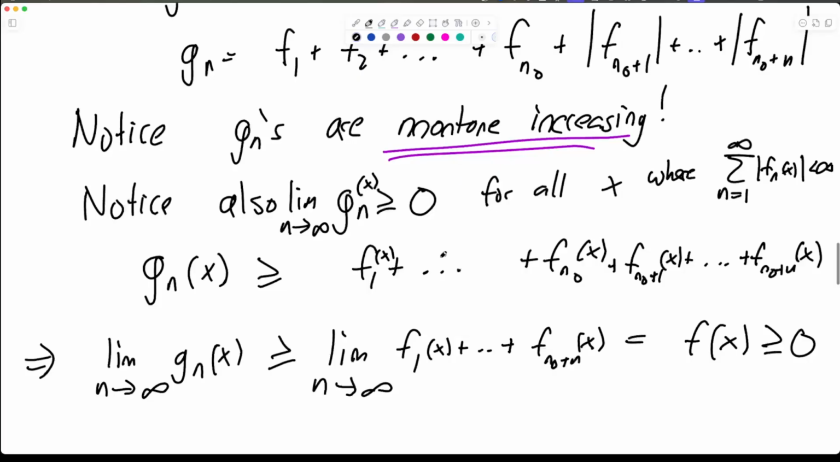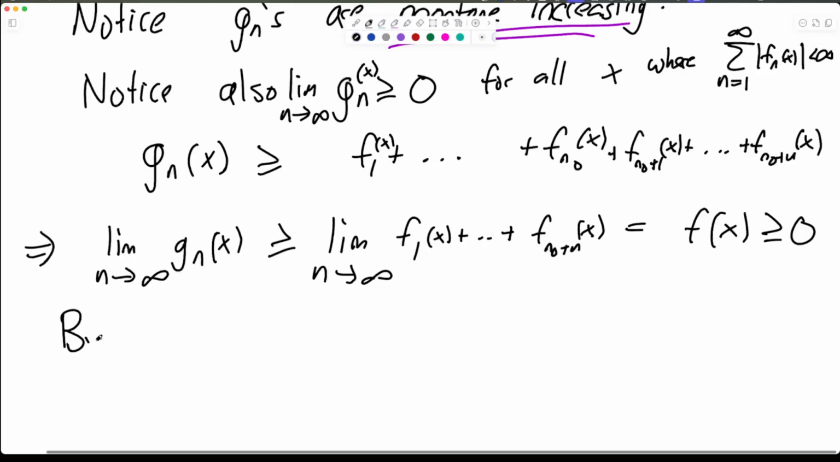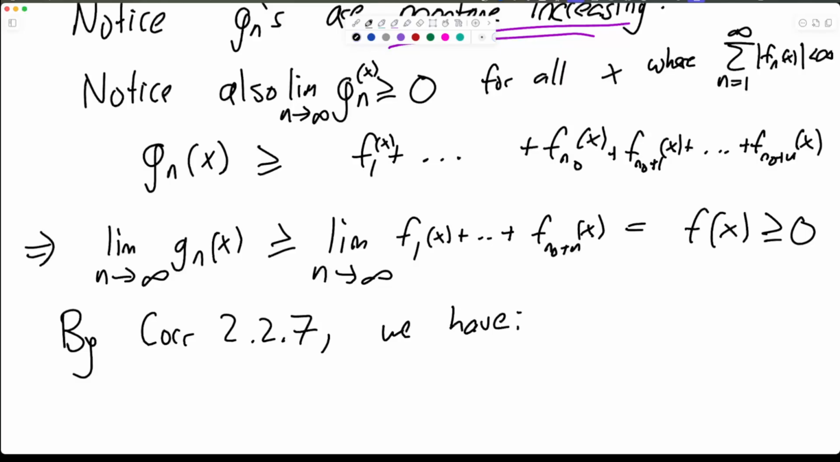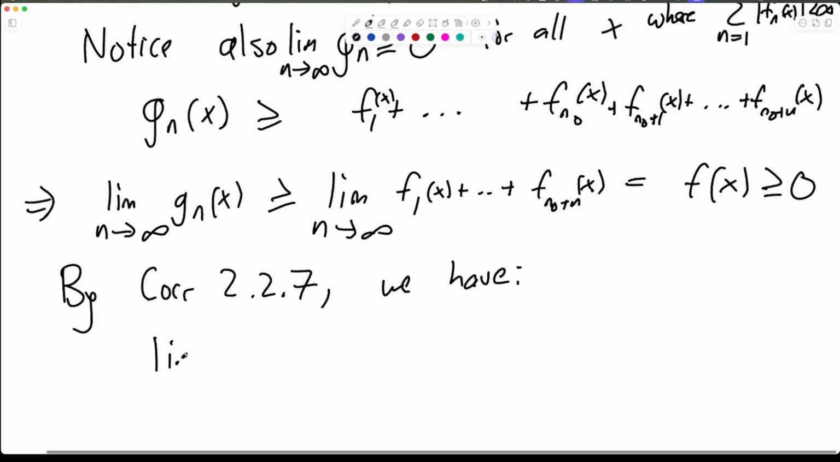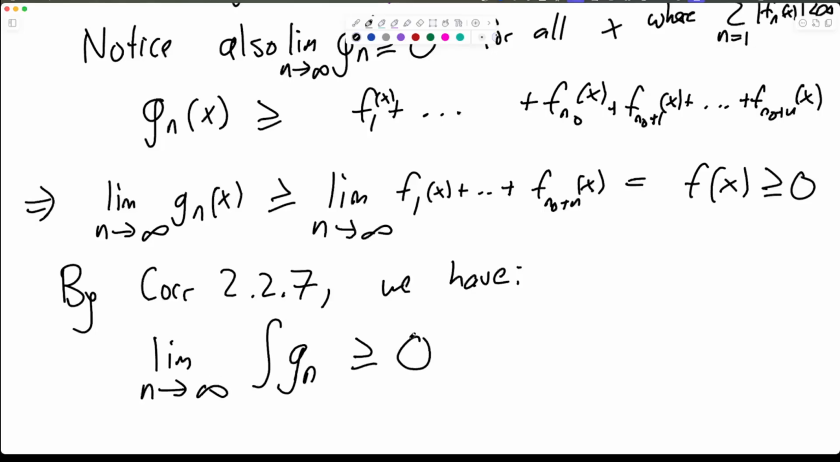So now we apply the corollary we did. By corollary 2.2.7, we have that the limit of the integrals is also greater than 0. The integral of Gn is greater than or equal to 0. So the Gn's, we converted them to monotone increasing, so their limit is greater than 0. And when their limit is greater than 0, we're going to show that this means the integral of the Gn's is almost the same as the integral of f. And so, except for that little epsilon over 2 we did at the beginning, we're going to get that the integral of f is greater than 0 as well.